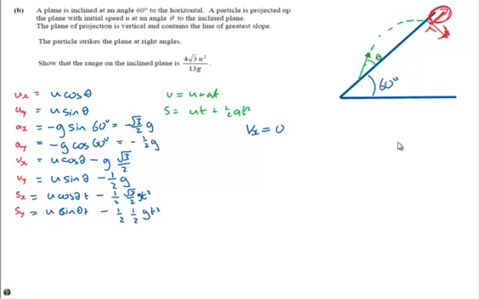Now, so if Vx is equal to 0, we know u cos theta minus g root 3 over 2 is equal to 0. So we can get an expression for theta out of this. We want everything in terms of, so we want to show that the range on the inclined plane is 4 over root 3 u squared. I might just pause this for a second and we'll come back.